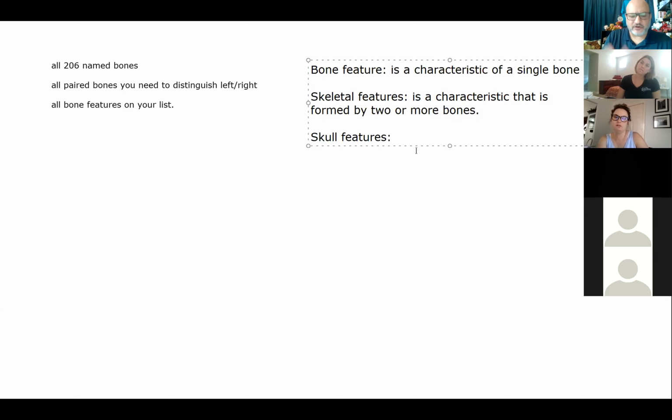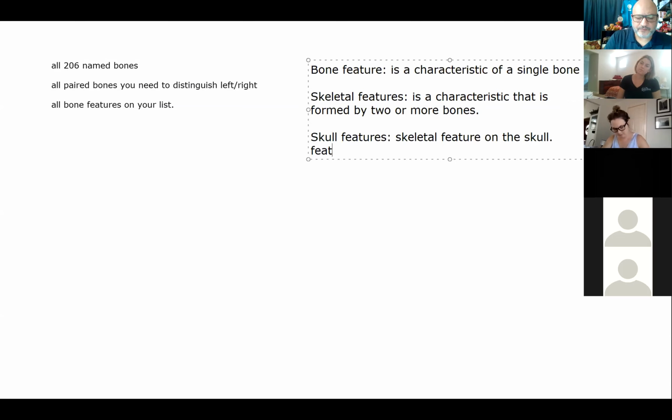Well, a skull feature is a skeletal feature on the skull. The skull has a large number of skeletal features. So that zygomatic arch that we talked about, that arch, is actually considered a skull feature because it is one of these features of the skull. So it is a feature.